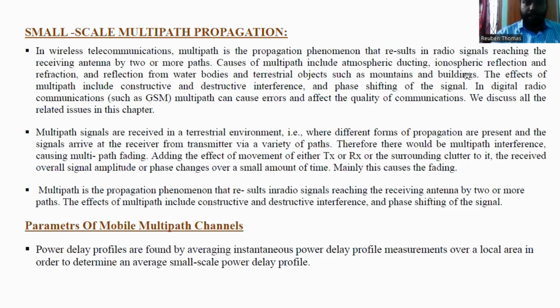Multipath propagation. In wireless telecommunication, multipath is the propagation phenomenon that results in radio signals reaching the receiving antenna by two or more paths. The causes of multiple paths include atmospheric ducting, ionospheric reflection, and reflection from water bodies and terrestrial objects such as mountains and buildings. The effects of multipath include constructive and destructive interference and phase shifting of the signal.